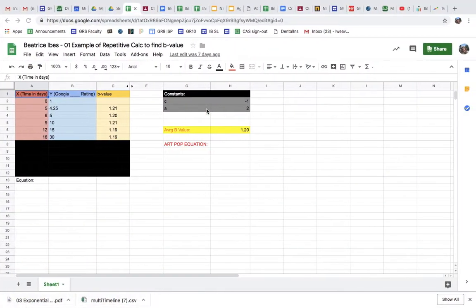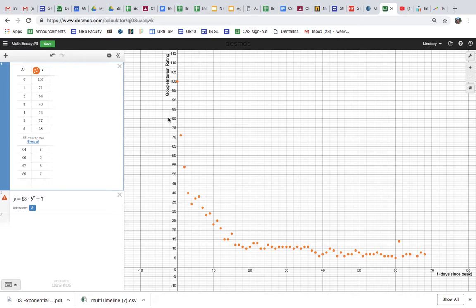Hi everyone, this is a reminder of how to use Google Spreadsheets in order to help you get your b value. And a reminder from in class, when we're working with Google Trends and Lady Gaga's Artpop, we set our asymptote to a height of 7, and then we estimated that our y-intercept was about 70 and got our a value was 63.